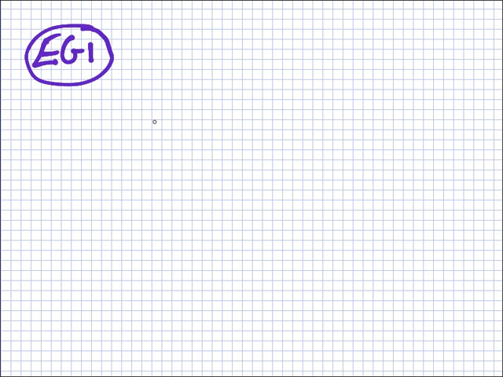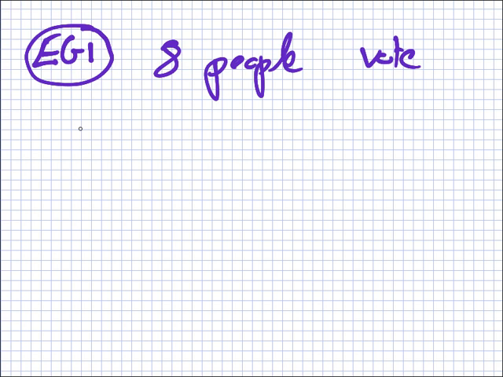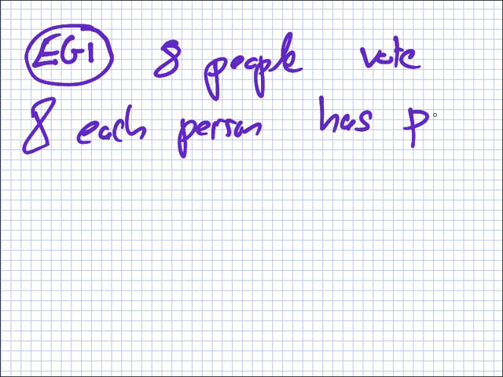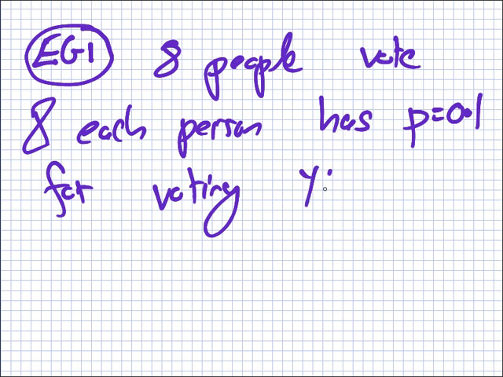So we'll keep everything for the context for the story about voting. Okay, so we'll have 8 people vote, and each person has P equal to 0.1 for voting yes.